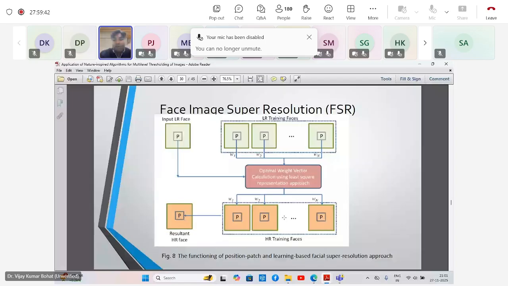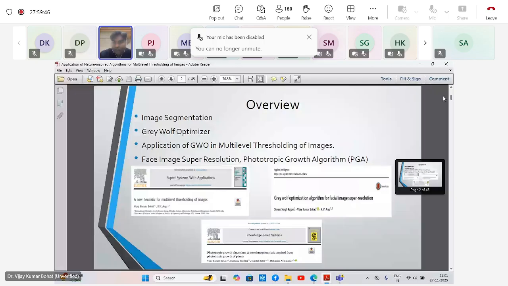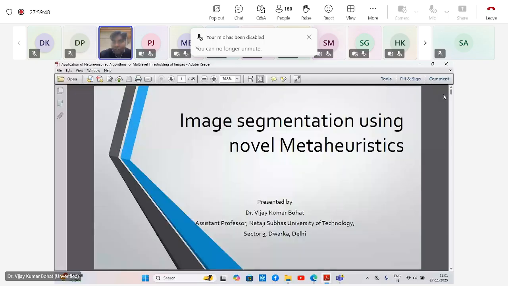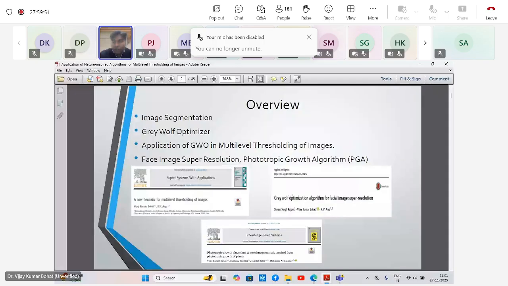I am also giving this link for better understanding. You can read this paper, Grey Wolf optimization algorithm for facial image super resolution, published in Springer. This is a very interesting problem of face super resolution and you can have a better understanding.